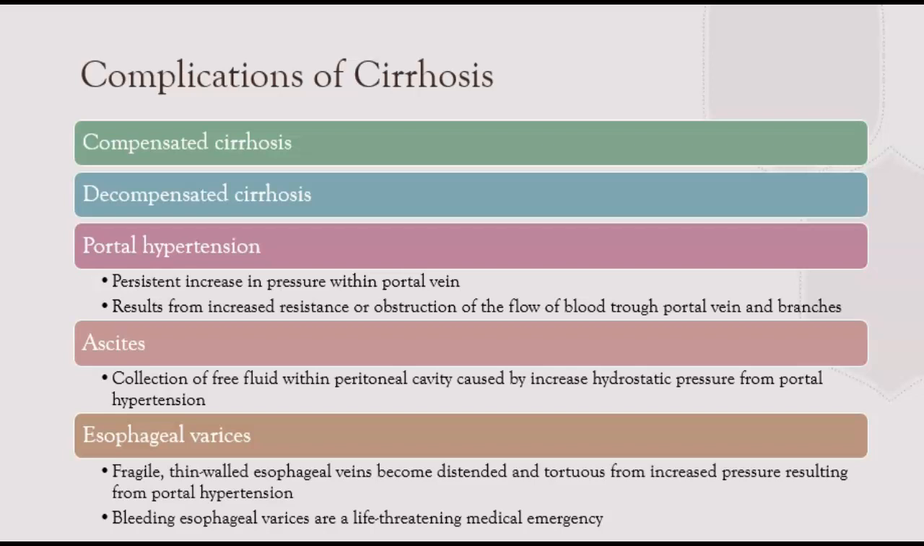Esophageal varices are fragile, thin-walled esophageal veins that become distended and tortuous from increased pressure resulting from portal hypertension. The decreased prothrombin production, because the liver is impaired, also puts the patient at risk for bleeding. Bleeding esophageal varices are life-threatening medical emergencies, and you might see the bleeding as hematemesis, so they might throw up the blood, melena, which is passed in the stool, or a loss of consciousness. And any activity that increases abdominal pressure can increase the likelihood of the varice to bleed.